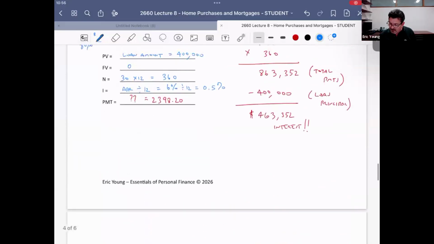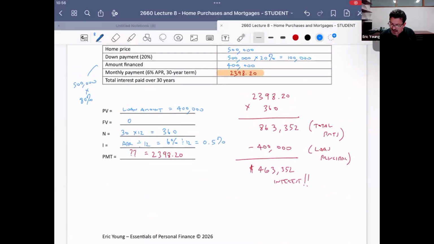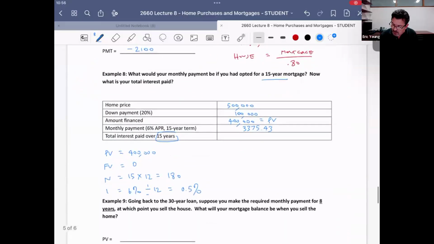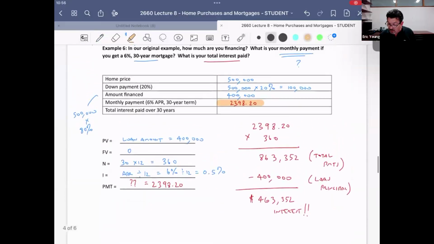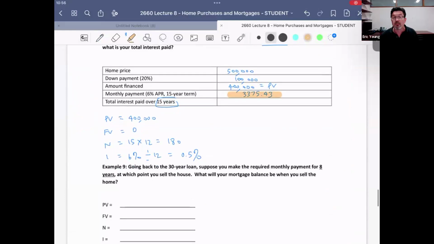Our original payment, 2,398. Our new payment, 3,375. So that's about an extra grand a month. That's a lot of cash going out. But look at the advantage of this.